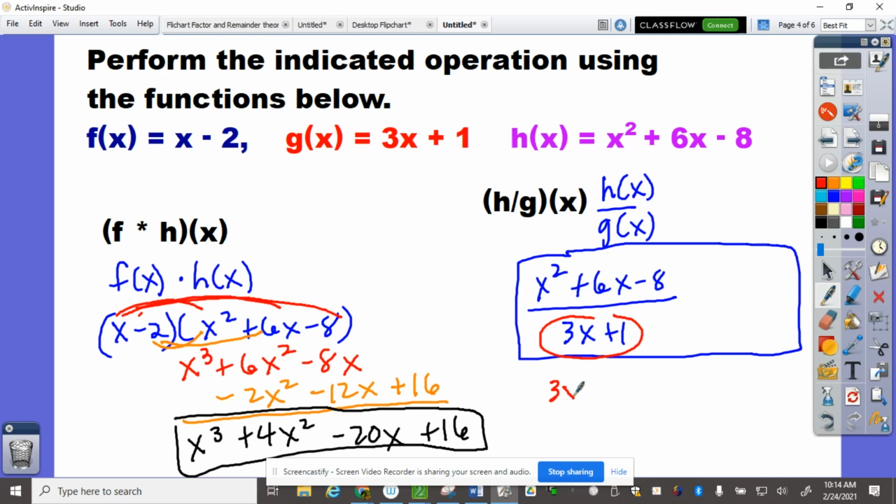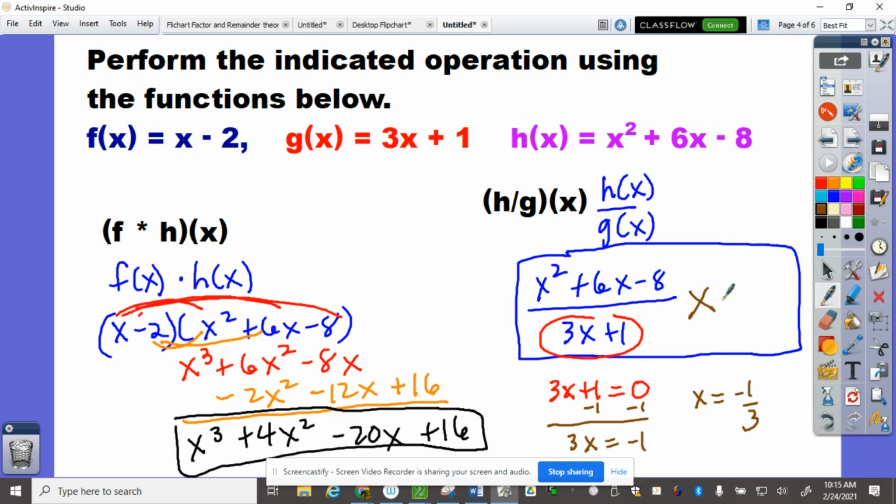What you need to do, 3x plus 1, set it equal to 0. Why? We need to identify what value of x will make our denominator 0 because it will be undefined. So we don't want to have that one. So let's solve for that x there. We get a minus 1 here, minus 1 there. That will give us 3x equal to negative 1, divided by 3. That will give us negative 1/3.